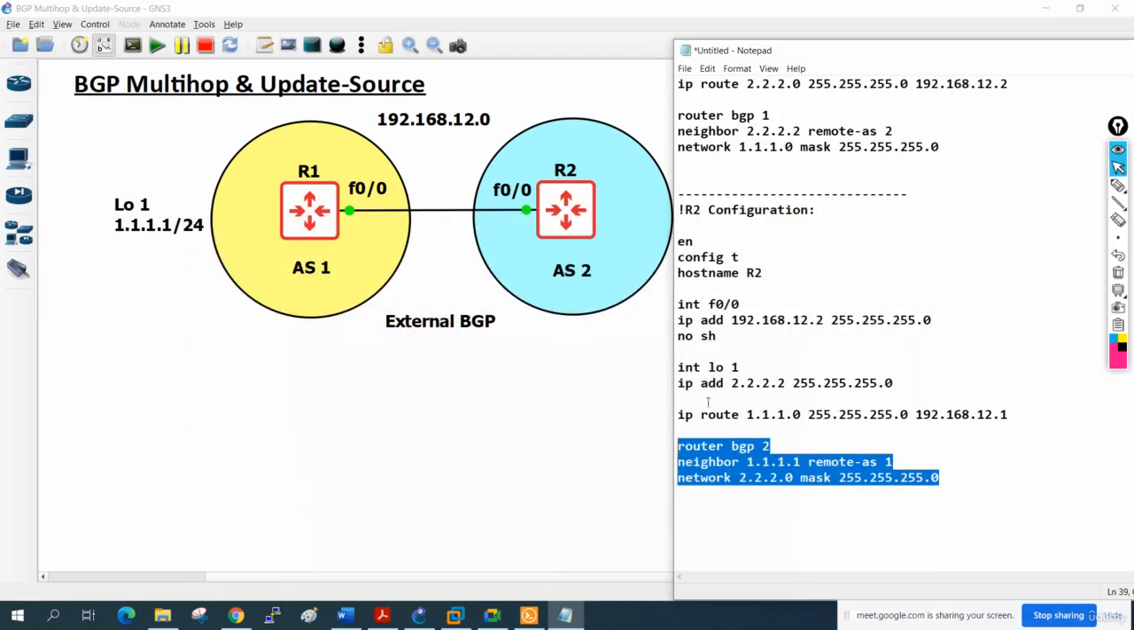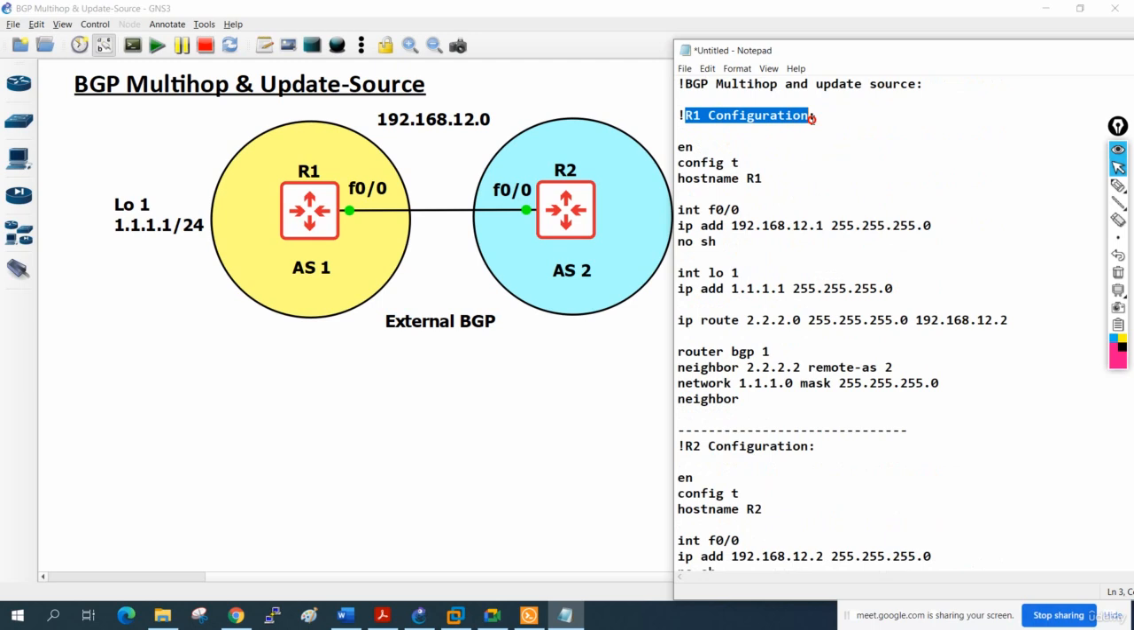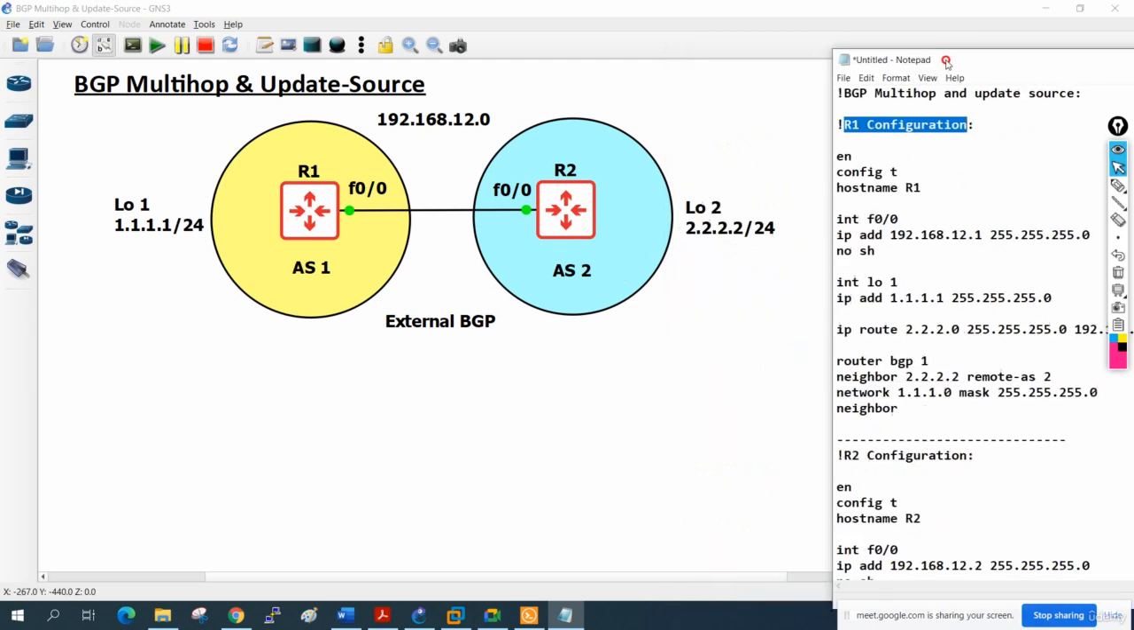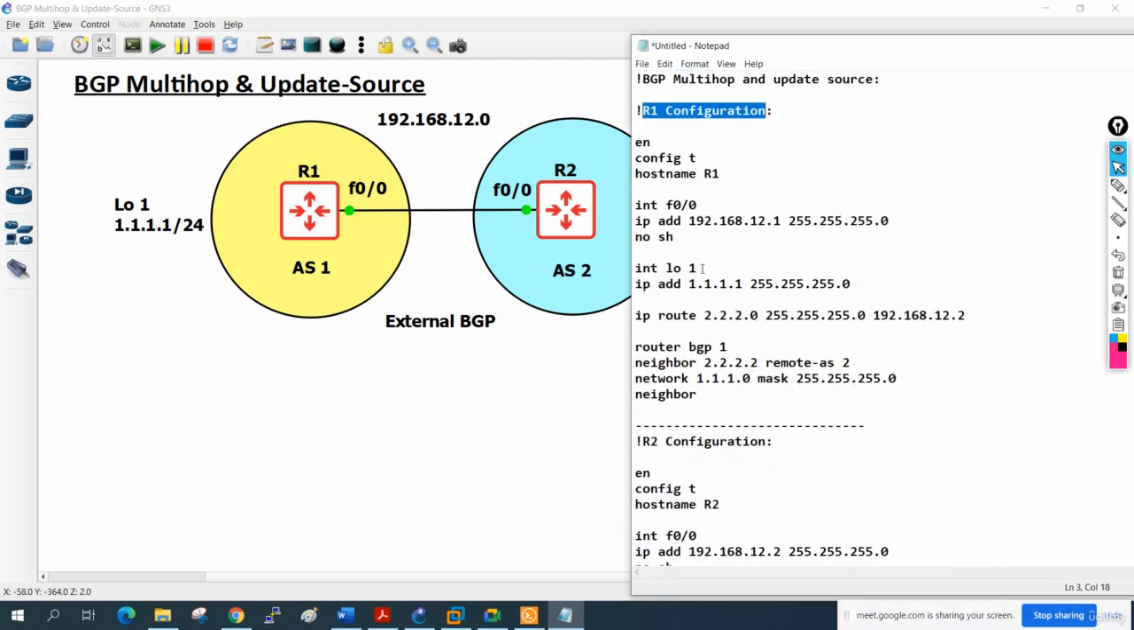So why do we have this issue? Because we are making the neighbor from the loopback, and we did not increase the TTL value, and also we did not tell the update source loopback. So when we write those two commands, then we will have the neighbor up. Okay, so I will write here. What will I write here? I will write neighbor, and I am writing in R1. This is the R1 configuration. So who is my neighbor? I am R1, so my neighbor is this one, 2.2.2.2. So I will write here neighbor 2.2.2.2.